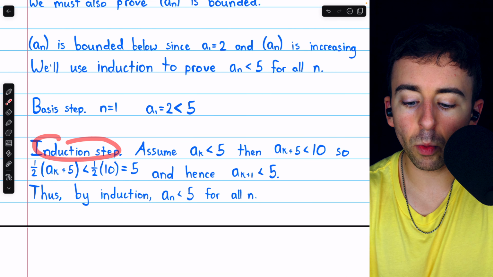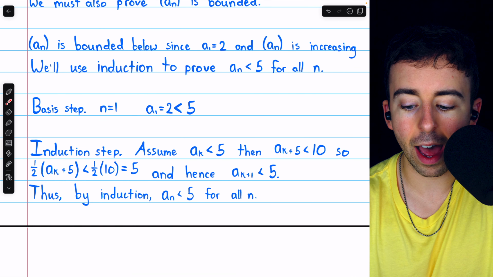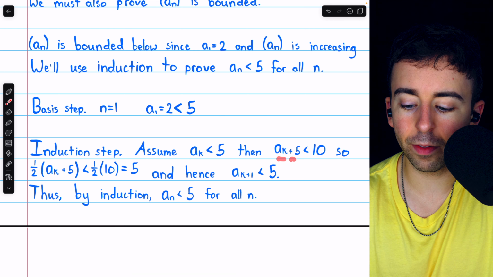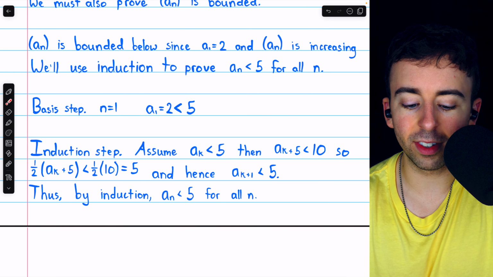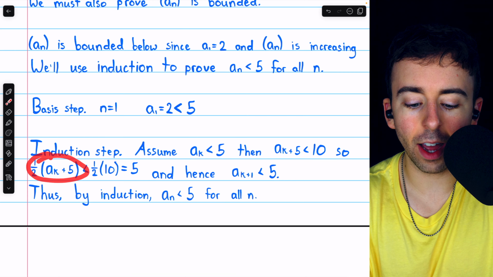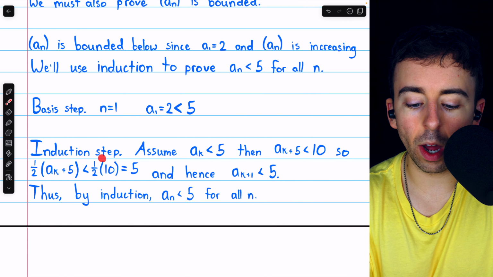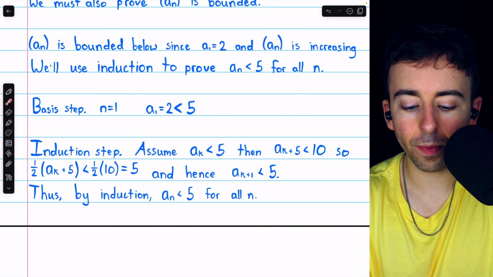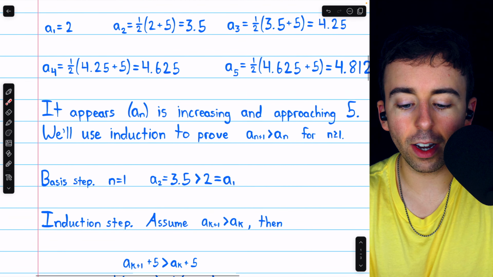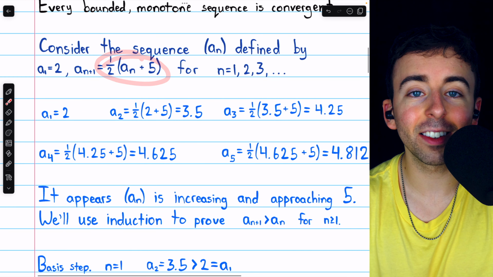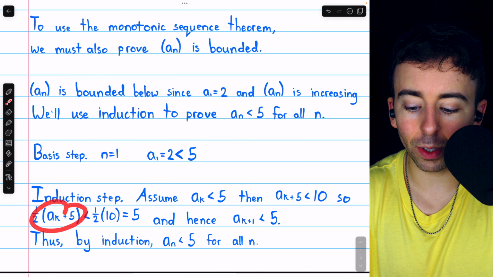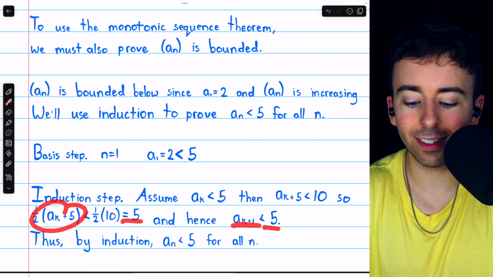For the induction step, we assume that some term a_k is less than 5. Then we could add 5 to both sides to have that a_k plus 5 is less than 5 plus 5, which is 10. But then we could multiply both sides by a half to have that 1/2 times (a_k plus 5) is less than 1/2 times 10, which of course is 5. But on the left, again, 1/2 times (a_k plus 5), by definition of the sequence, that's the next term. That's a_(k+1).